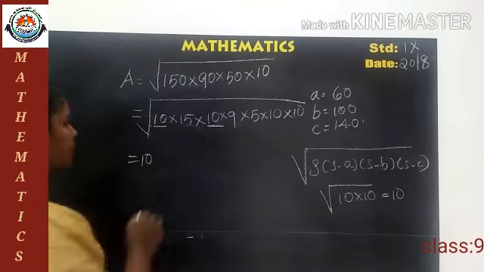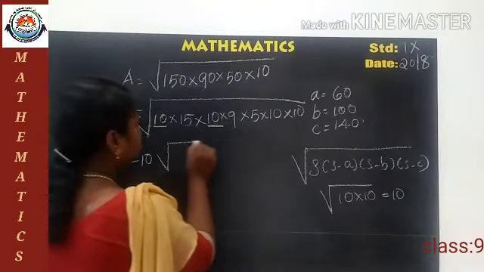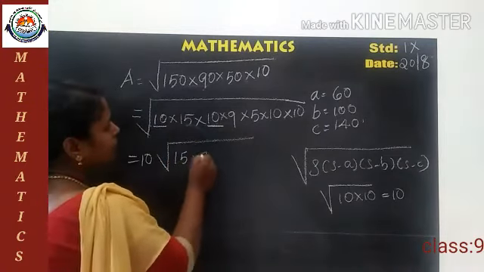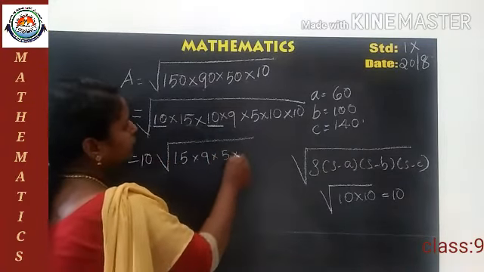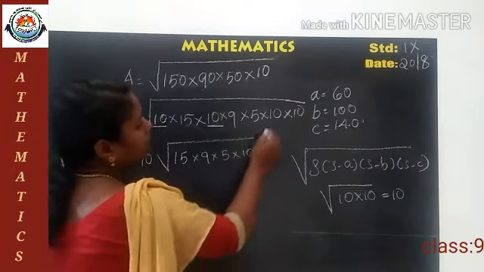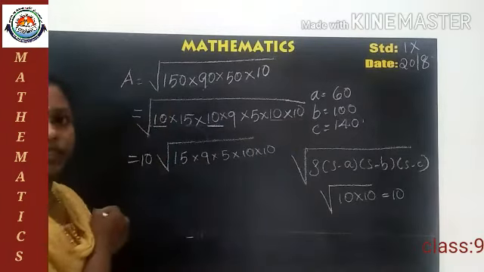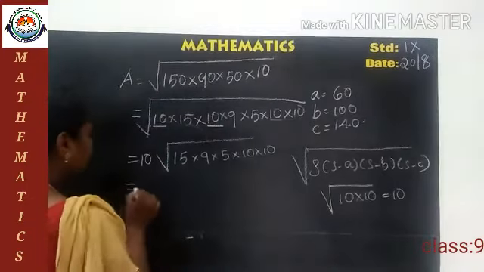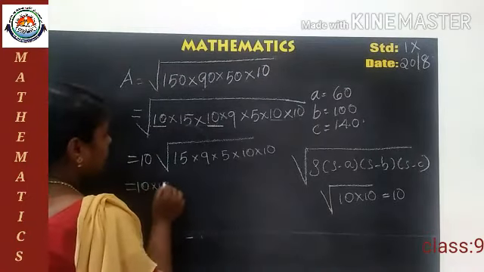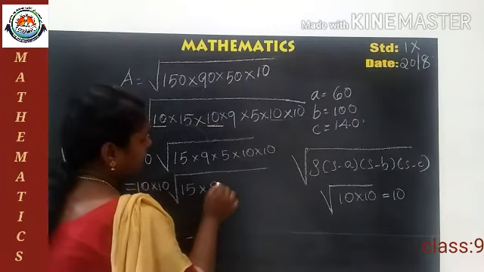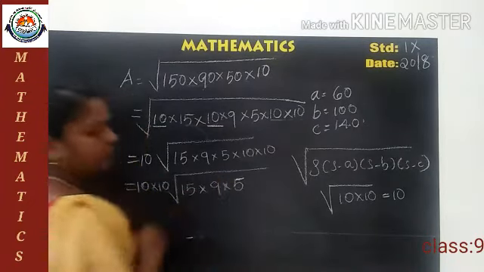Okay. Then square root of, what is balance here? 15 into 9 into 5 into 10 into 10. We can take the square root of this 10 into 10 also. What is it again? 10. So 10 into 10 root of 15 into 9 into 5.